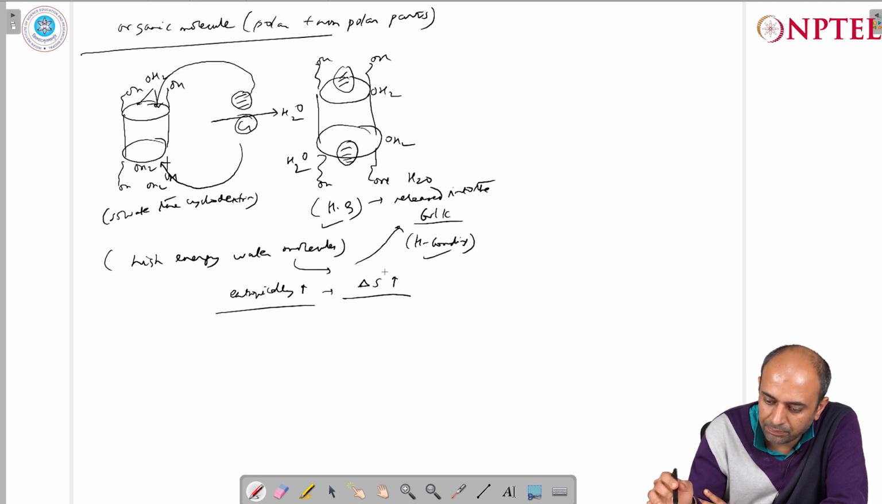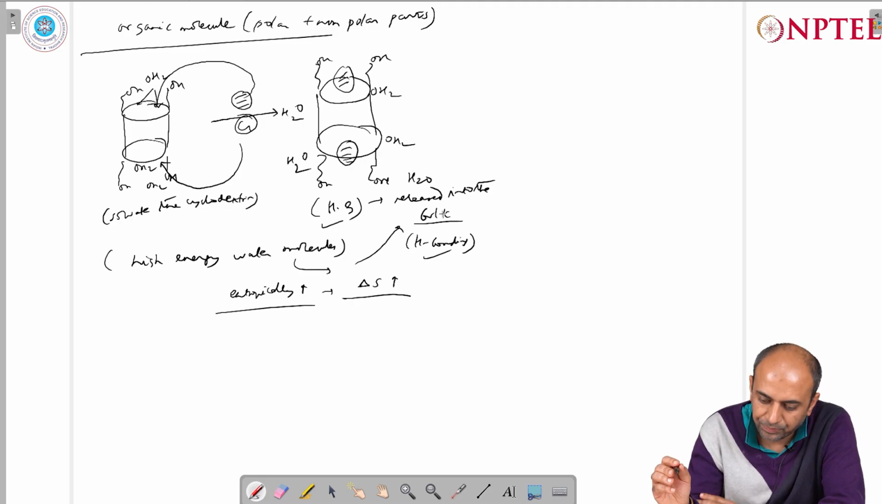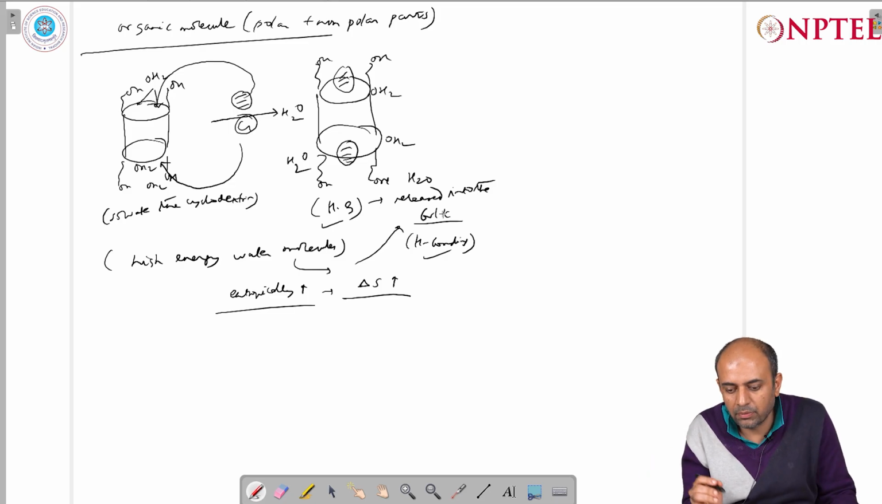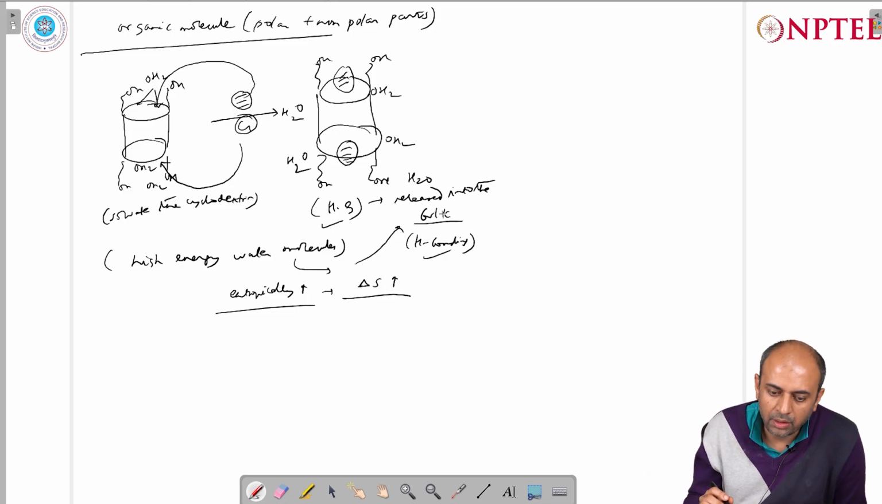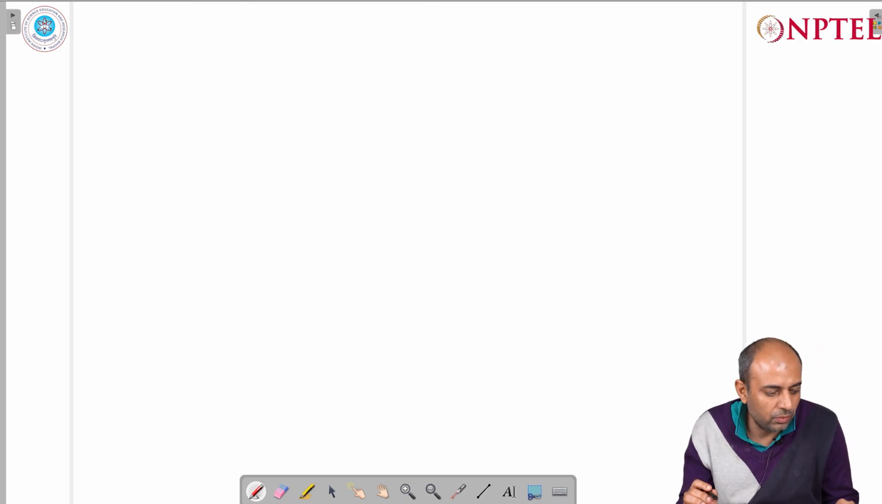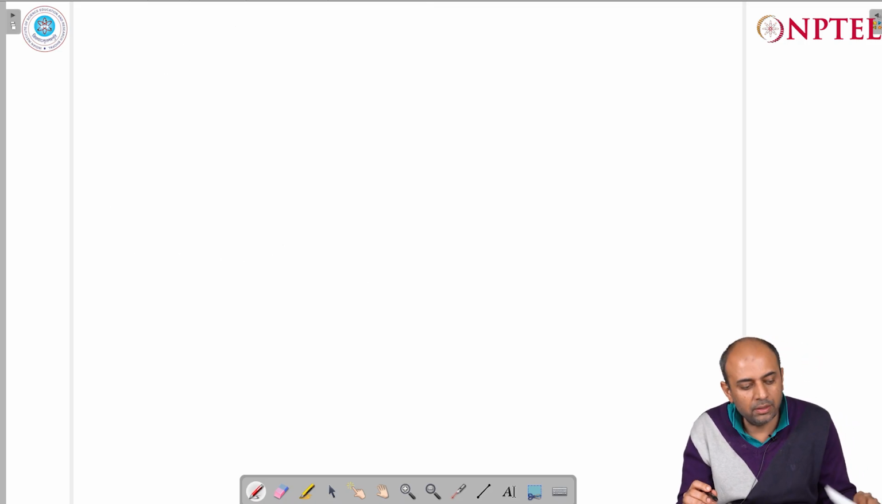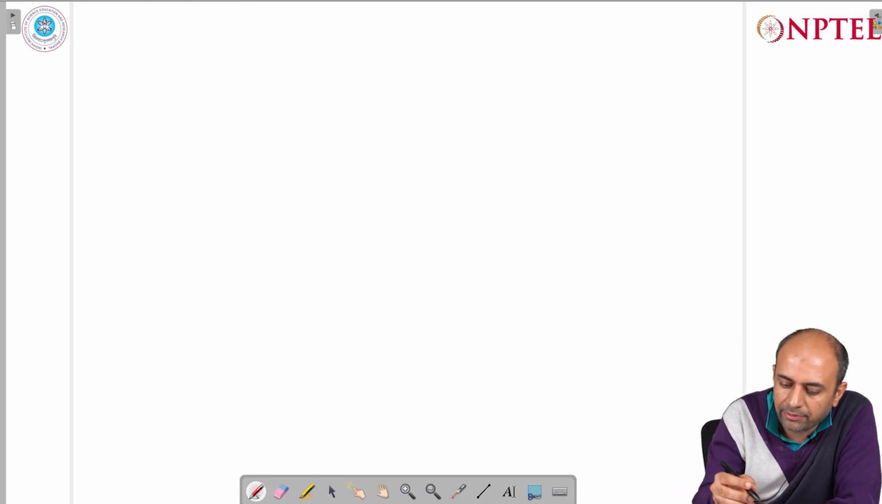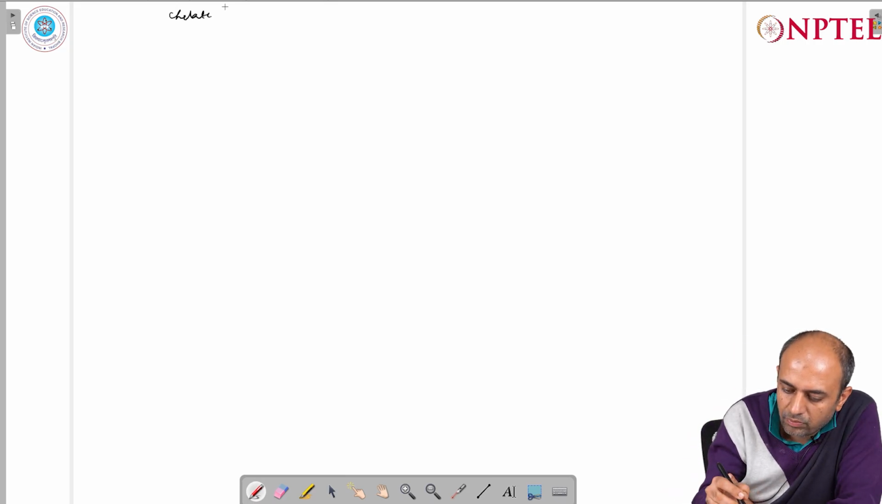So with this example we are now able to appreciate that host-guest processes are favorable and they are driven by an increase in the entropy of the system, and these are also enthalpically favored. And now we will look at some examples related to appreciating the chelate effect and the macrocyclic effect.